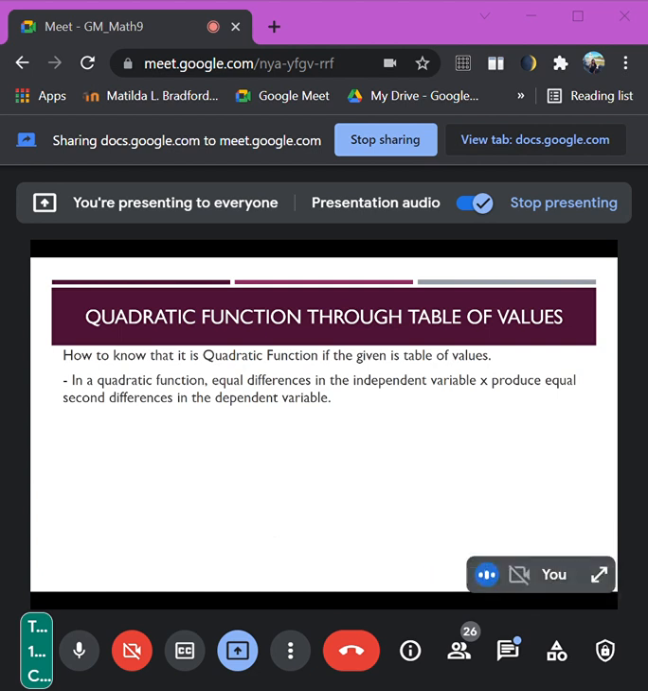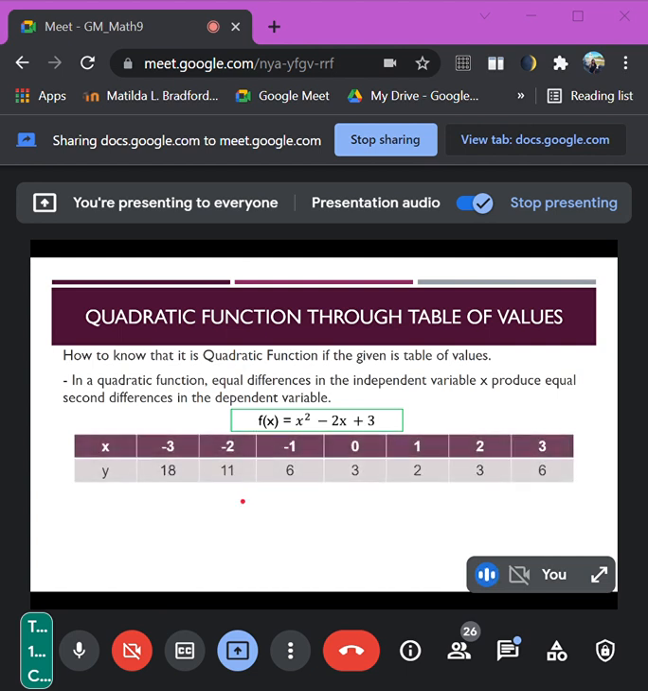So, class, what if this one has no given equation, x squared minus 2x plus 3, and what was given is only this table of values? Let's look at it. So how do we know that this is a quadratic function if this table of values is what is given? We follow equal differences in the independent variable of x.